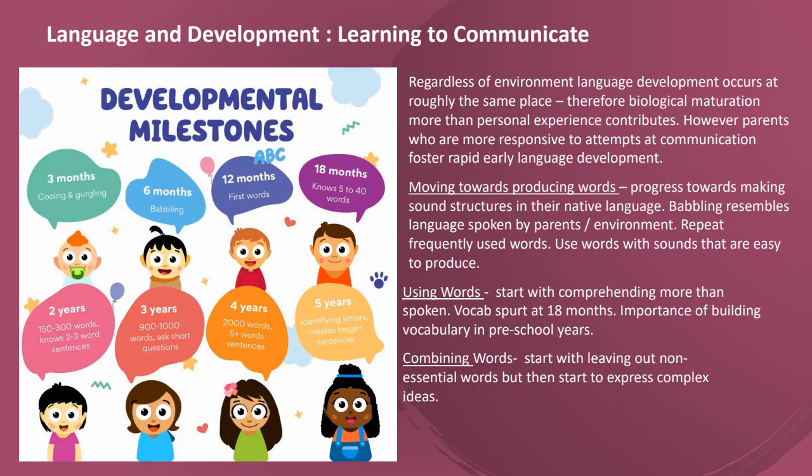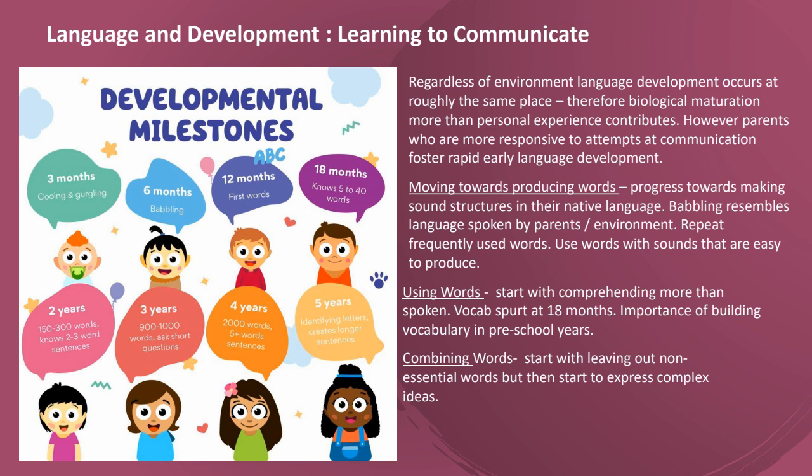Children develop language, they learn to communicate. There's one theorist called Chomsky who believes that there's a section of the brain called a language acquisition device, and basically language can just occur with very little influence from the external environment. But what we do learn about language is that regardless of the environment, a little bit like physical development, language development occurs at roughly the same pace.